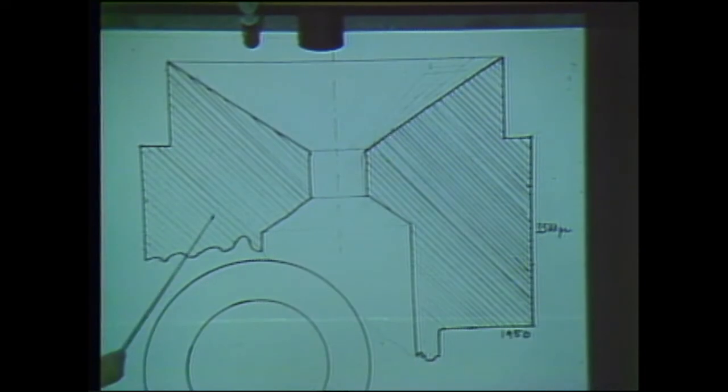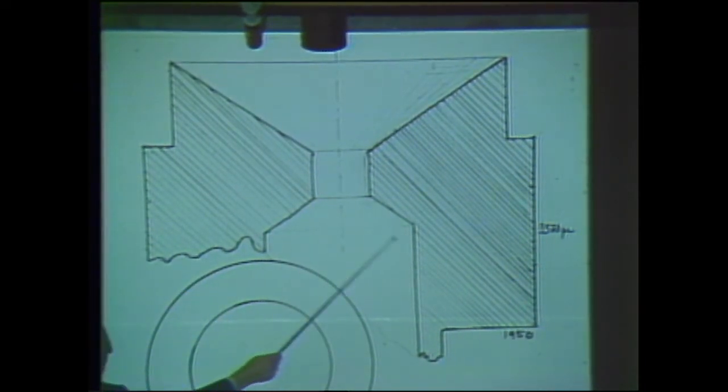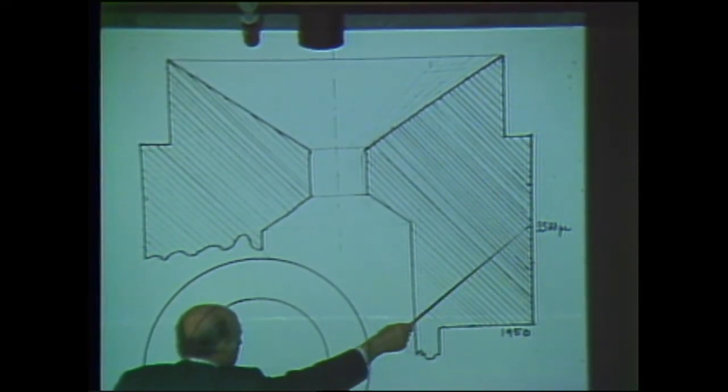So the question is, first of all, before going further, I would like to put the development in perspective. Here is the eyelet of the Selectron, whose diameter expressed in microns is this much.